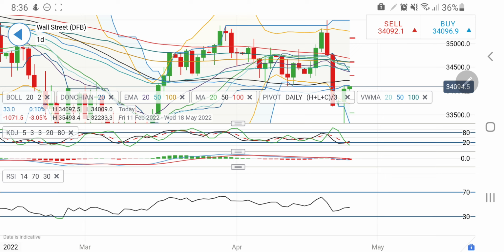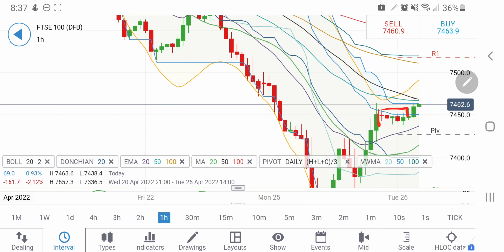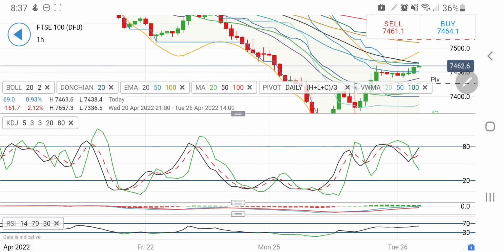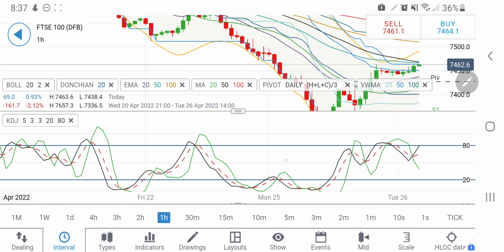Now let's have a look at FTSE 100. FTSE 100 too is showing a similar picture, consolidation and a breakout. However, there is a resistance zone at 7460, sustaining above which one can expect that it may try to head towards 7480 and 7500. These two levels are very important for FTSE 100, and then 7540. So I'll say these three levels are very important for FTSE 100 to sustain and remain bullish.